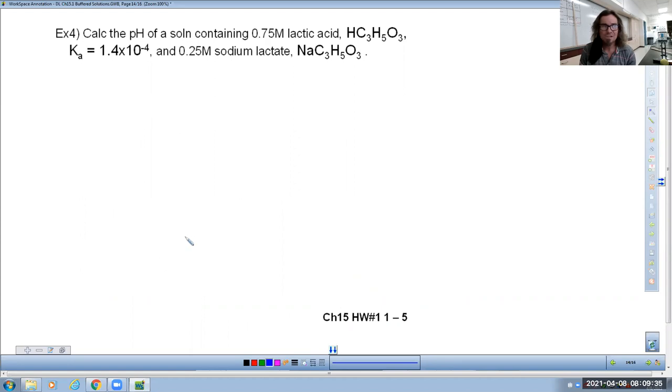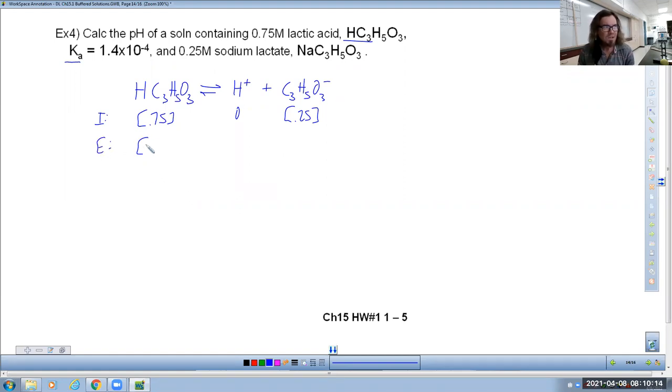Calculate the pH of a lactic acid solution. Because they gave me a Ka and they talked about an acid, what I want to do is write my lactic acid as forming hydrogen ions and lactate ions. Initially, we have 0.75 molar of this and 0.25 molar of this and 0 hydrogen ions, a negligible amount, so this reaction is going to proceed to the right. When it reaches equilibrium, it's going to be 0.75 minus X, X, and 0.25 plus X.